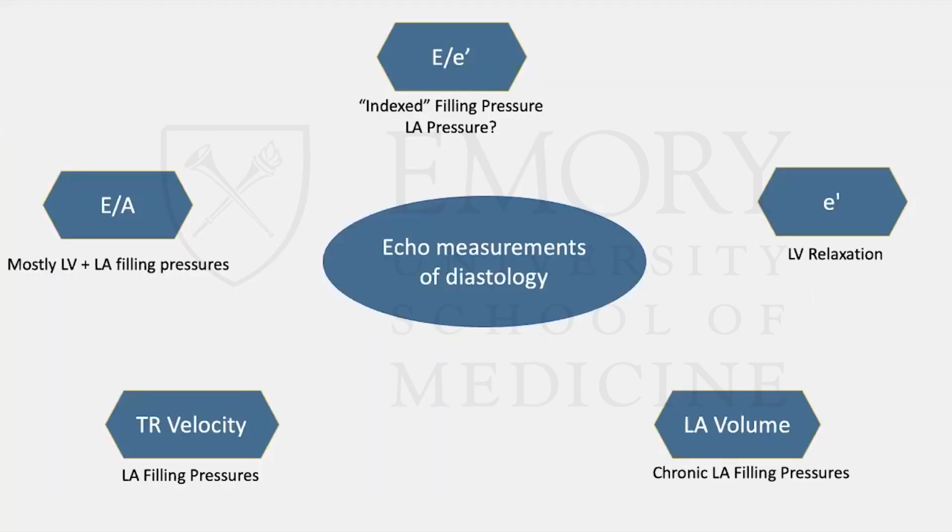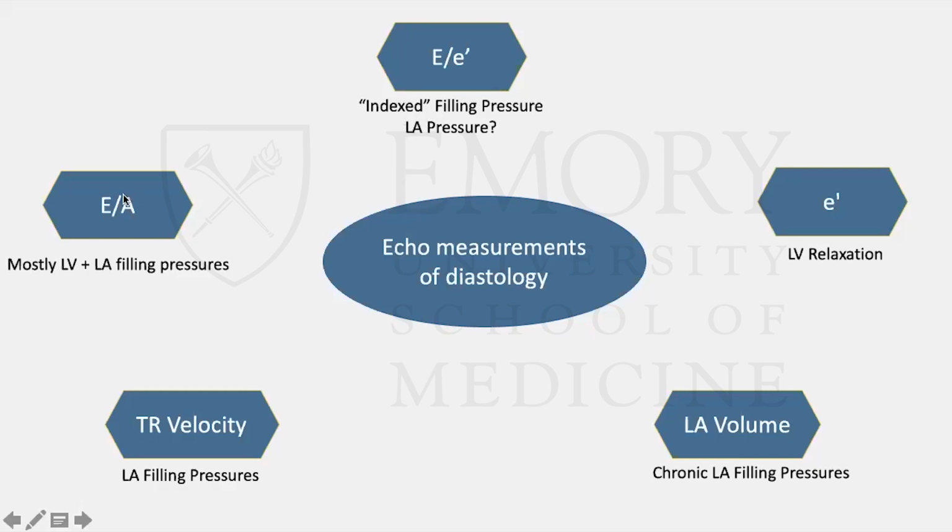Okay, so these are the main things we're relying on in the 2016 guidelines for echo measurements of diastology. And I just wanted to pull these out because I wanted to point out that they're not necessarily all measuring the exact same thing. So your E prime, like I mentioned, seems to be more of a direct measurement of actual relaxation, whereas some of the other measures are really more about measuring filling pressures. These are related, but not necessarily always the exact same thing.